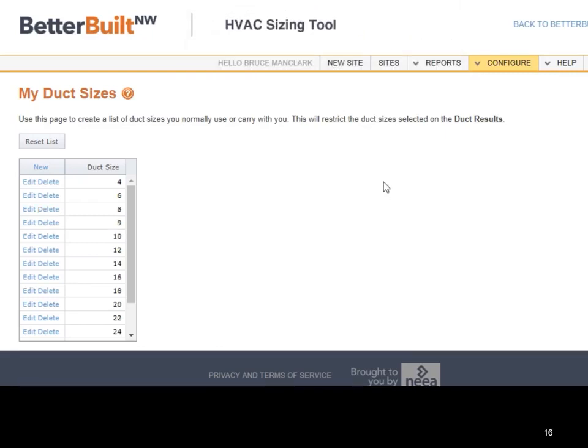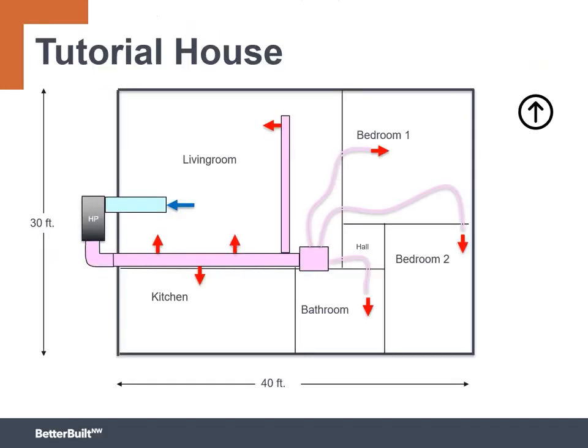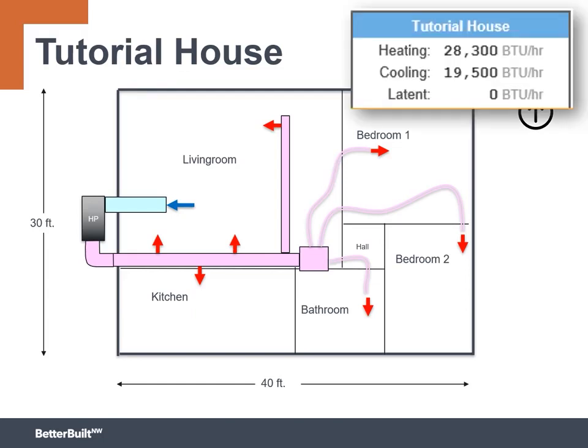Okay, so now that we've configured the ducts to the way we like it, we'll go on to the next step. Before we start the duct design process, let's revisit our tutorial house. Again, it's a simple house. It's 1,200 square feet. We have a living room, bedroom 1, bedroom 2, and a bathroom and a kitchen area. Our job is to get air into each one of those rooms.